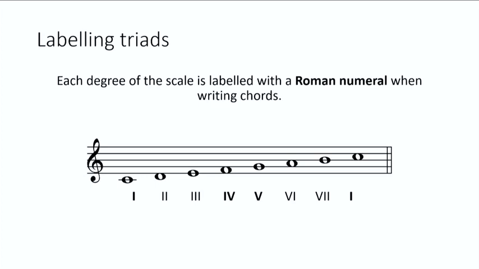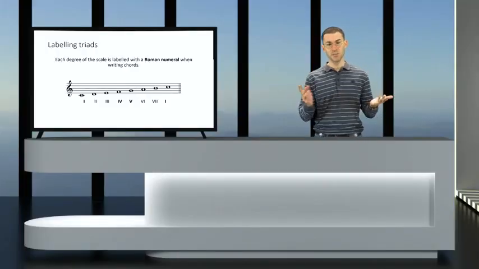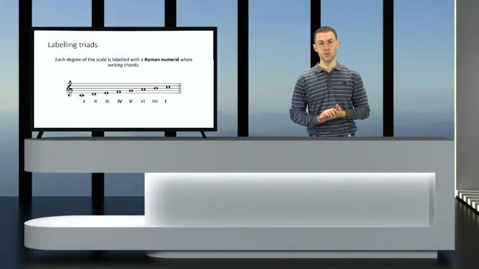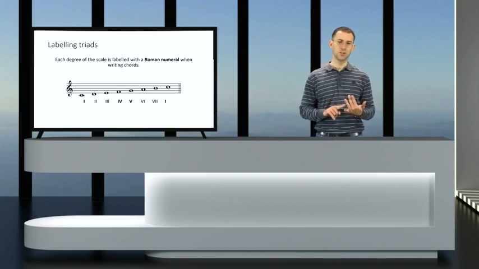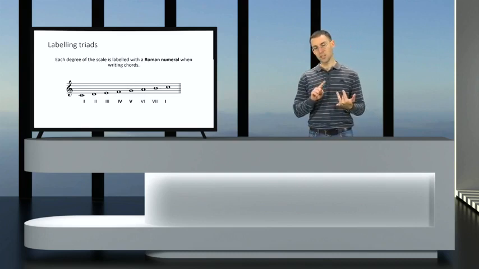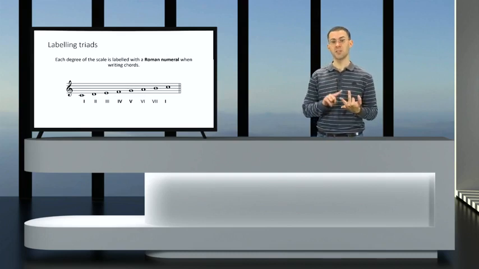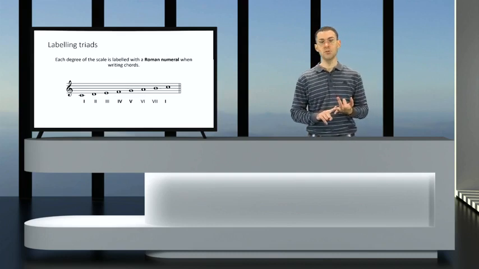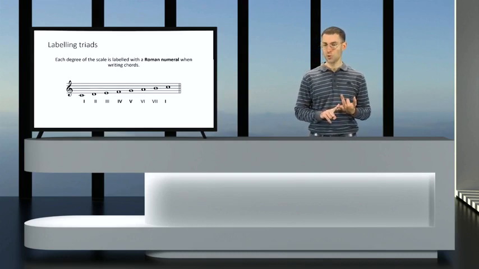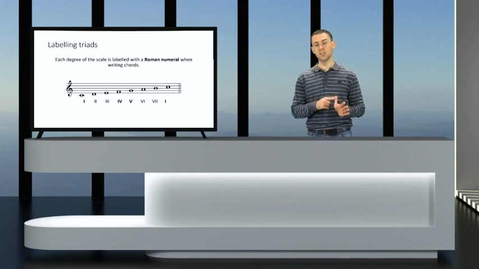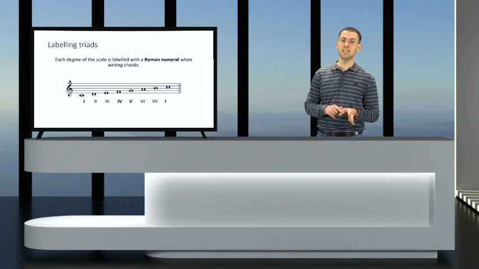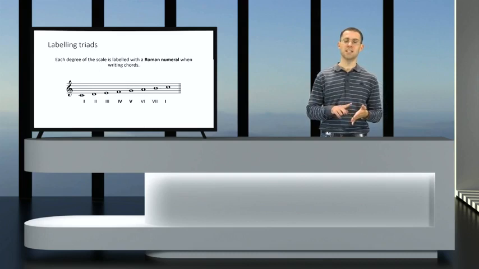In previous videos, we've learned what the degrees of a scale are, and I've written them out for you there using Roman numerals. When we are labeling chords, we always use Roman numerals. So C, for example, is chord 1, or the tonic triad. The second note is chord 2, which is the supertonic. The third note is the mediant. The fourth note is the subdominant. The fifth note is the dominant. The sixth note is the submediant. The seventh note is the leading note.